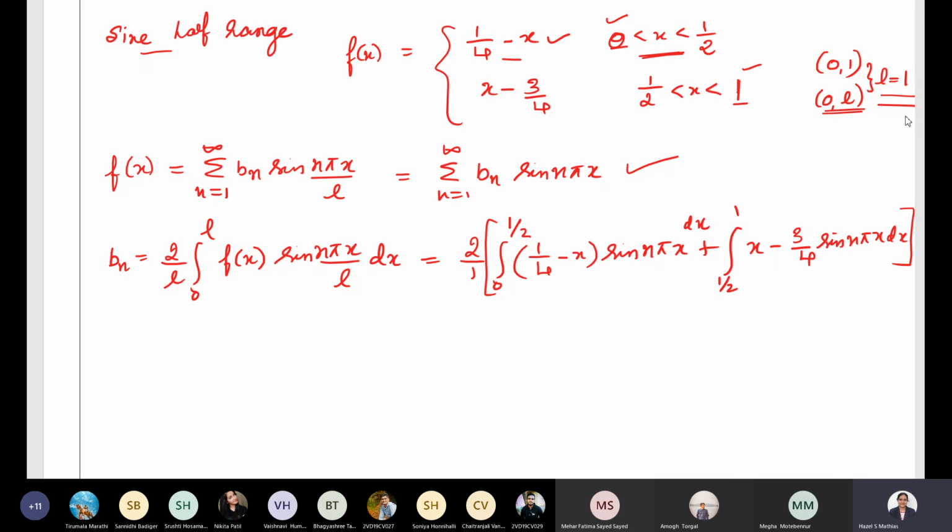What is Bn? We get it from here. What is the value of Bn? It is 2 times. Check this once again. You have to apply product rule for this.